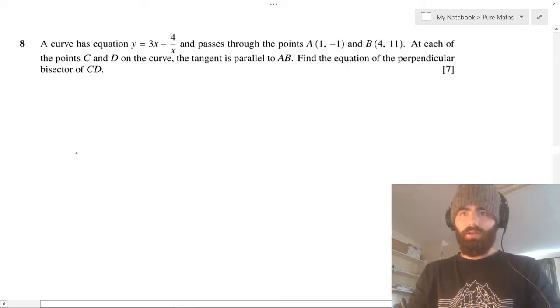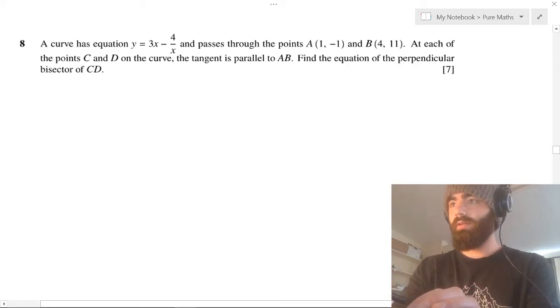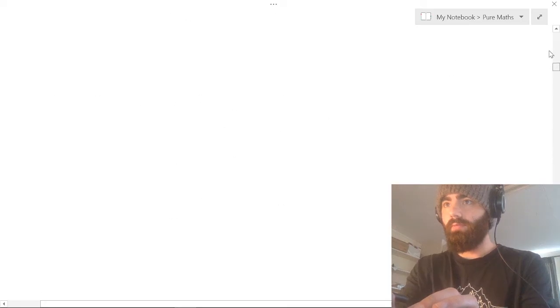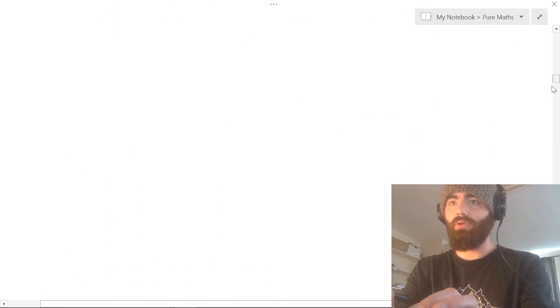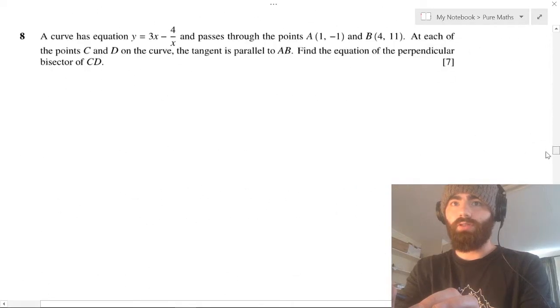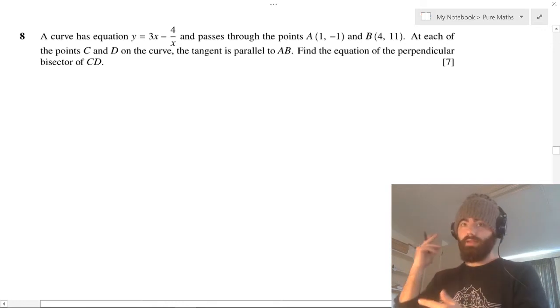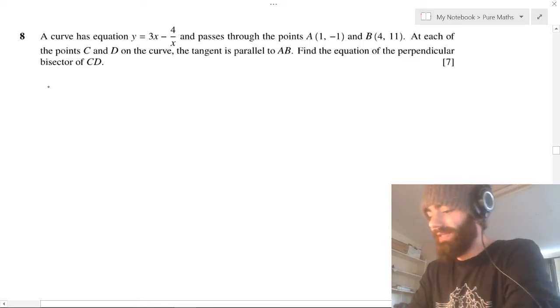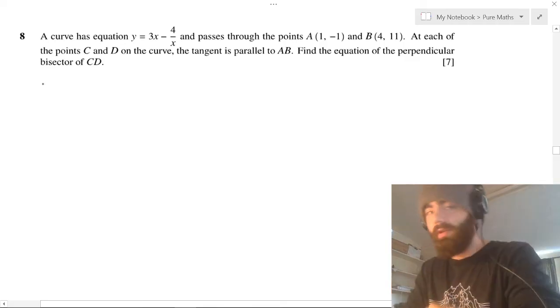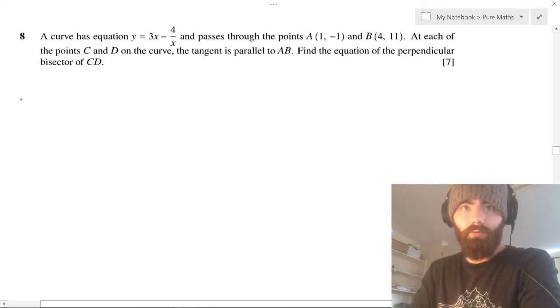Okay, so just to make sure I remember, we're doing this paper, May/June 2016 pure maths. We got up to question 7, and now we're going to do questions 8, 9, 10, and 11. So let's just crack right into it. Hopefully the mic's picking this up. If not, I'm going to be pretty disappointed.